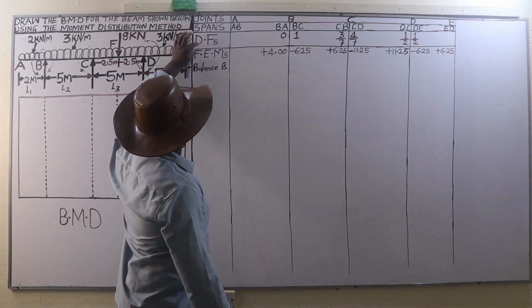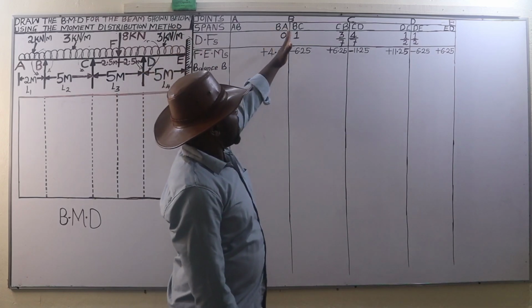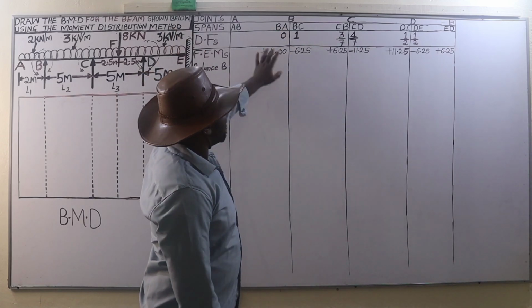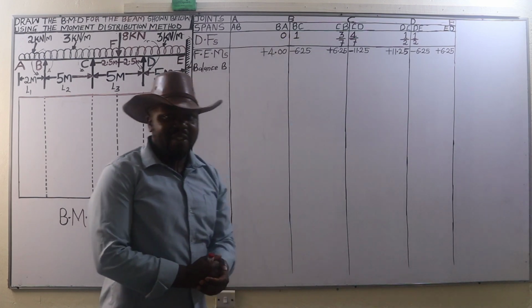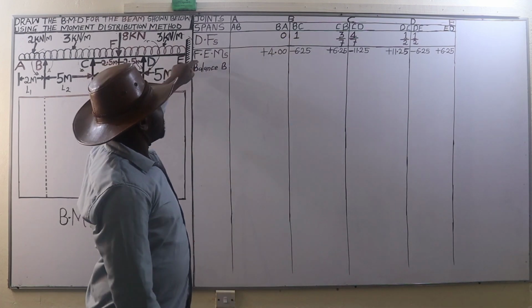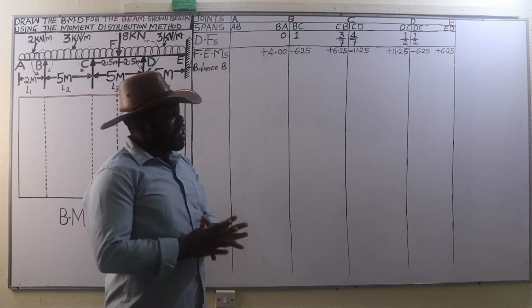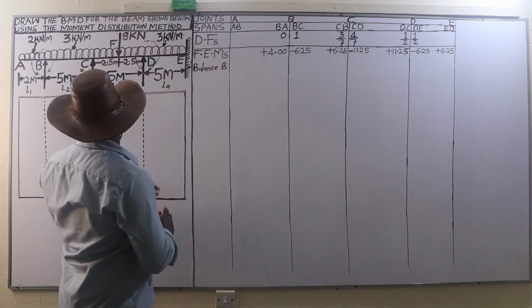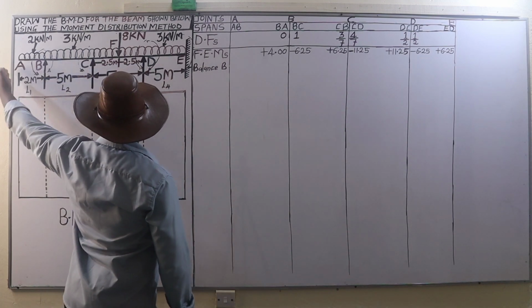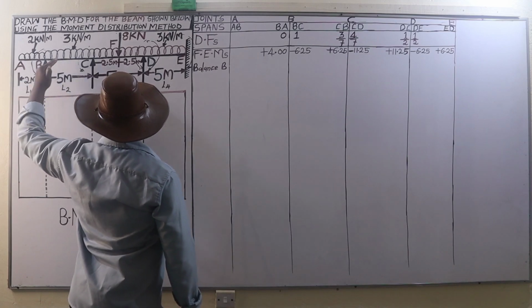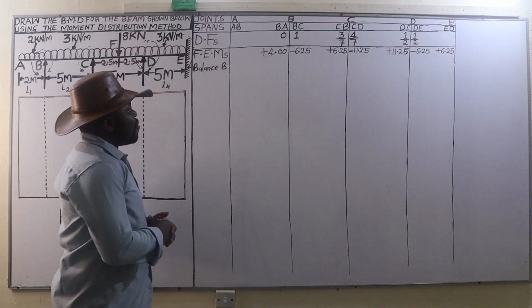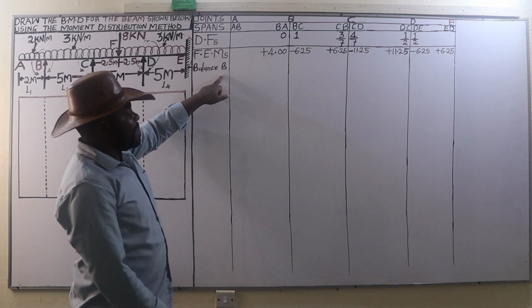Then from there we have the distribution factors. We had already calculated them and we have written each of them in the required position. Same case with the fixed end moment. So the first thing we are going to do, since beyond B, that is on the left hand side of B, the member BA is overhanging, we are going to balance B.